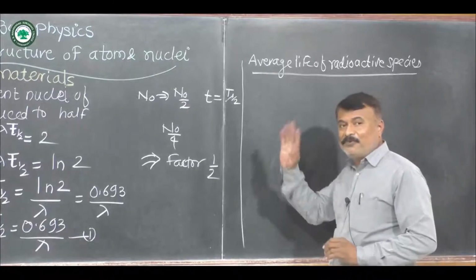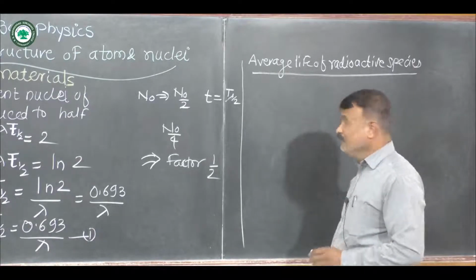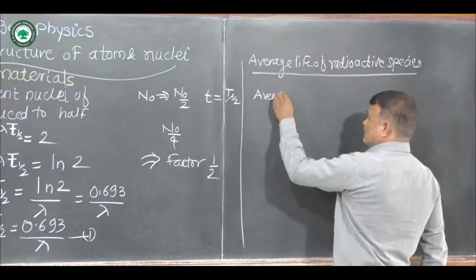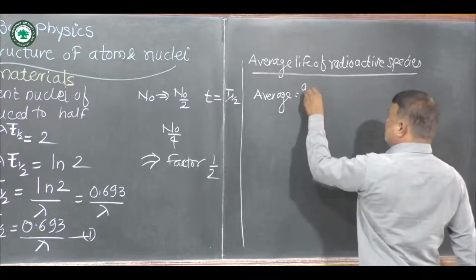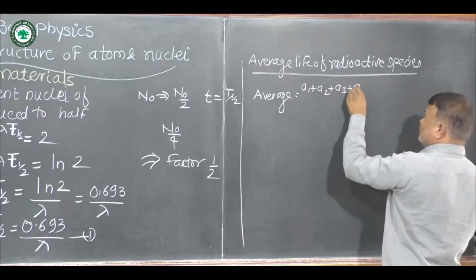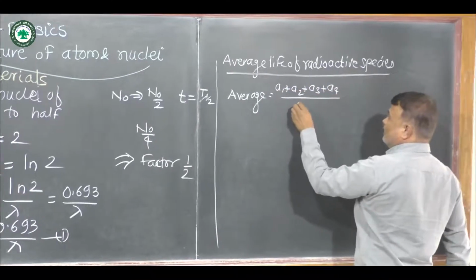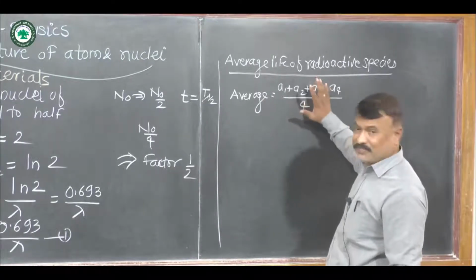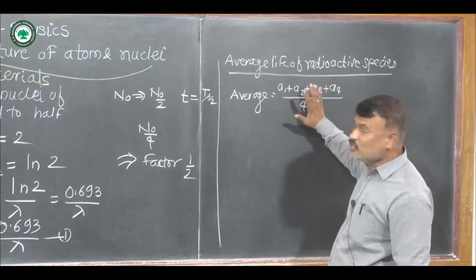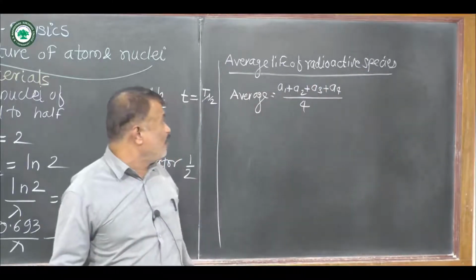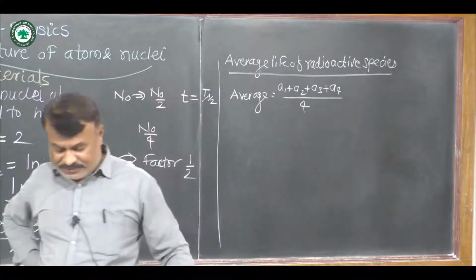If you consider 4 readings, then we can find the average as A1 plus A2 plus A3 plus A4 upon the number of readings, so 4. In this way we find the average. In a similar way we have to find the average life of a radioactive species.